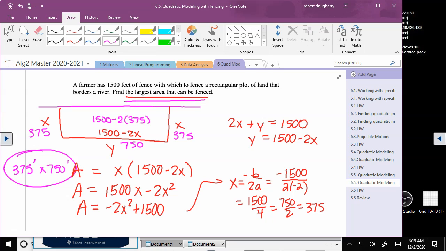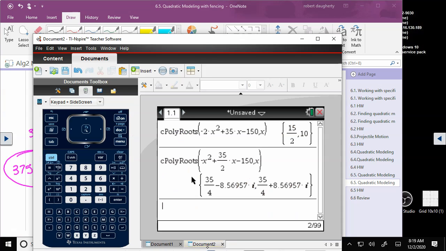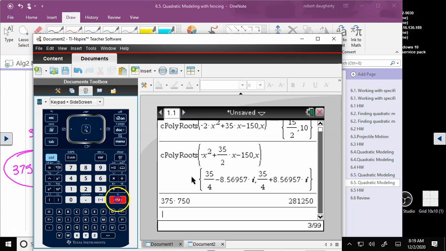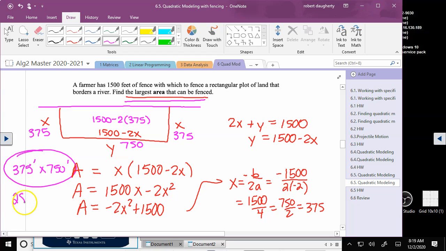So this would tell me the dimensions. What is this area? So then you just multiply this out, 375 times 750 is 281,250 square feet. That is the largest area that can be fenced in this particular scenario.